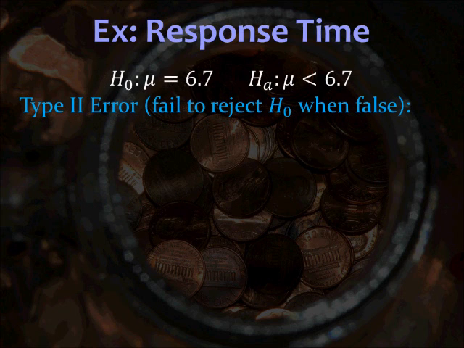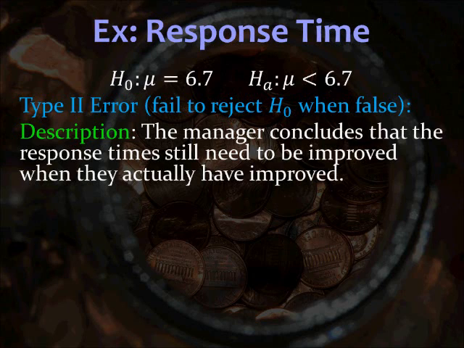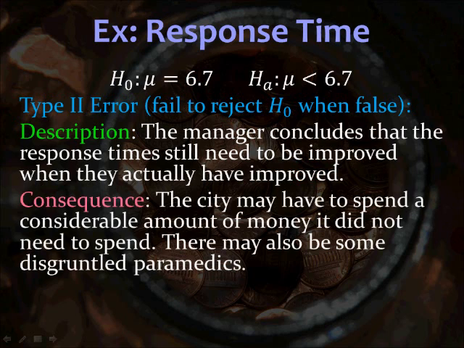Type 2 error: failing to reject the null when it's false. The manager concludes that the response times still need to be improved when they actually have improved. So, in other words, the manager thinks, oh, the response times haven't improved, when actually they have. So the city may have to spend a considerable amount of money it didn't need to spend to improve response times because they were already at the response time target they needed to meet. This might also cause some disgruntled paramedics among the troops because they'll be working hard and unhappy that they still need to get funded for more help because the city manager doesn't think they're doing a good enough job.